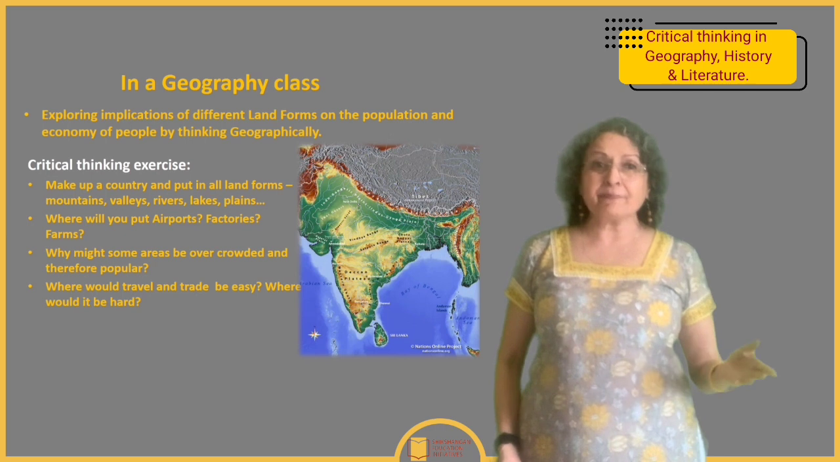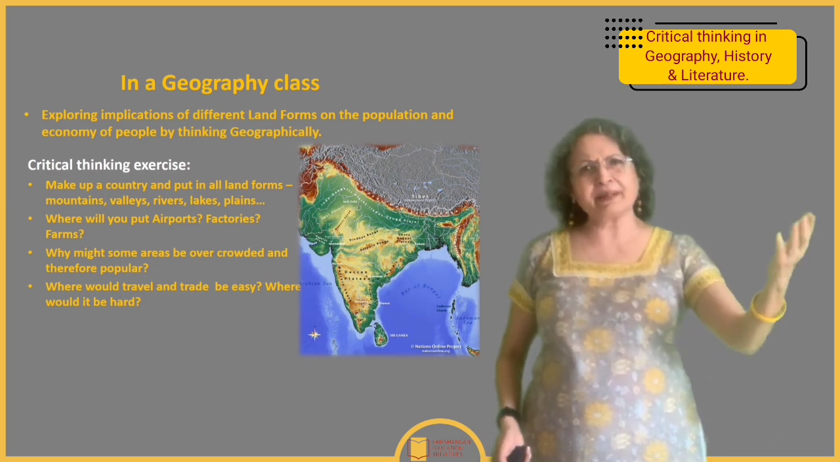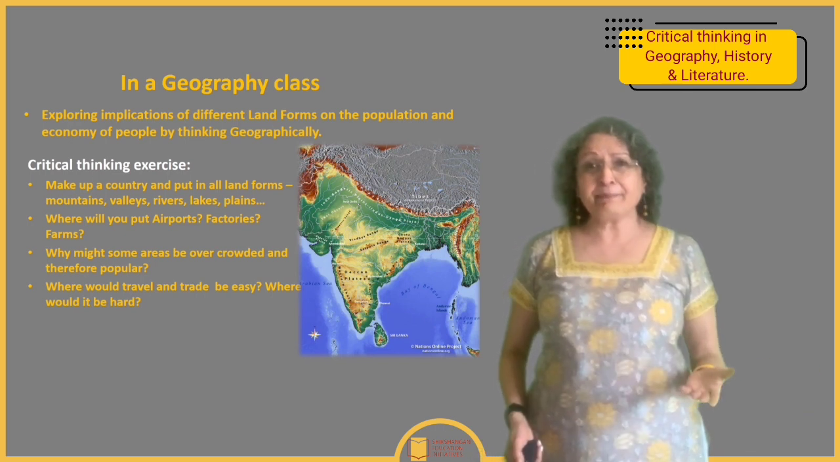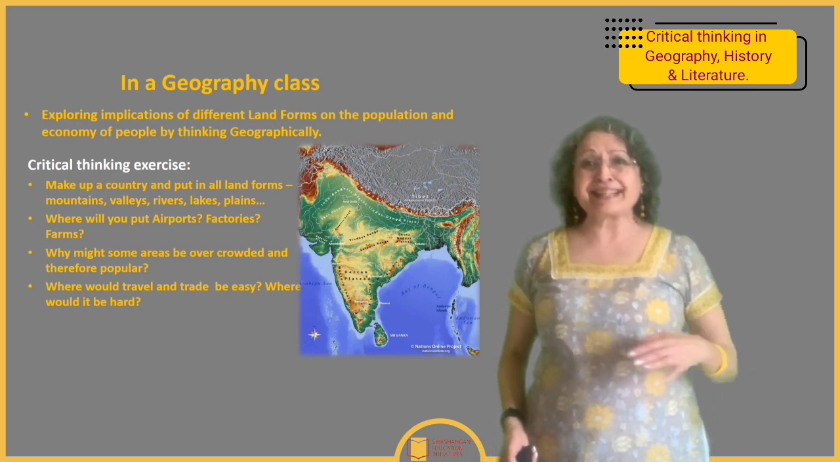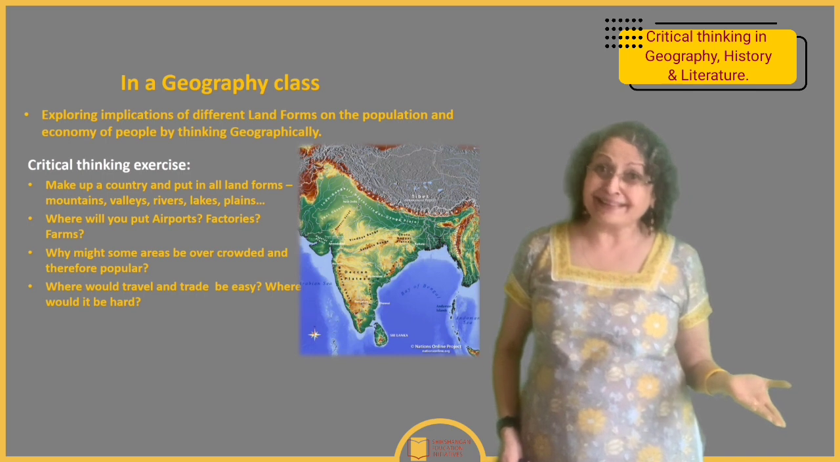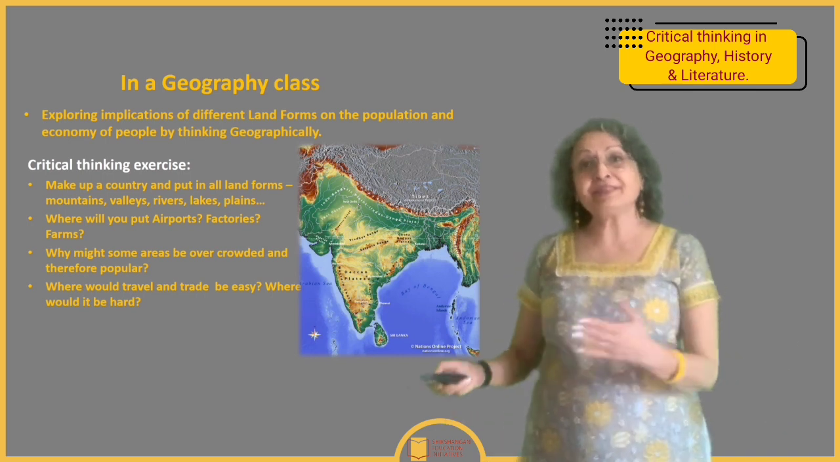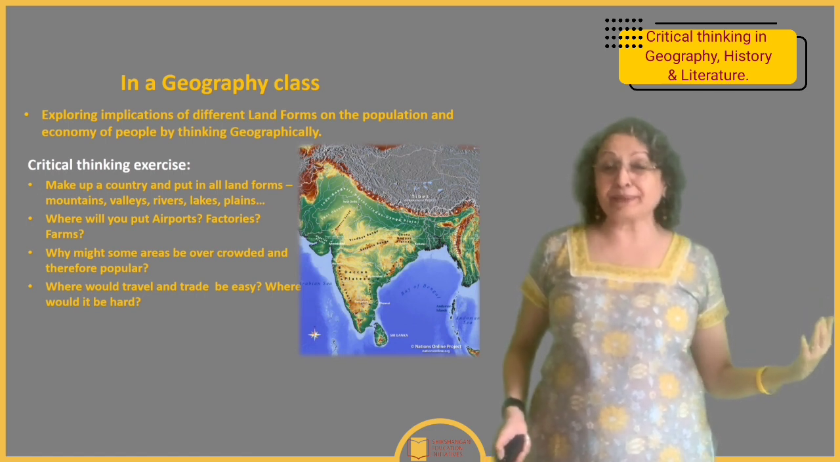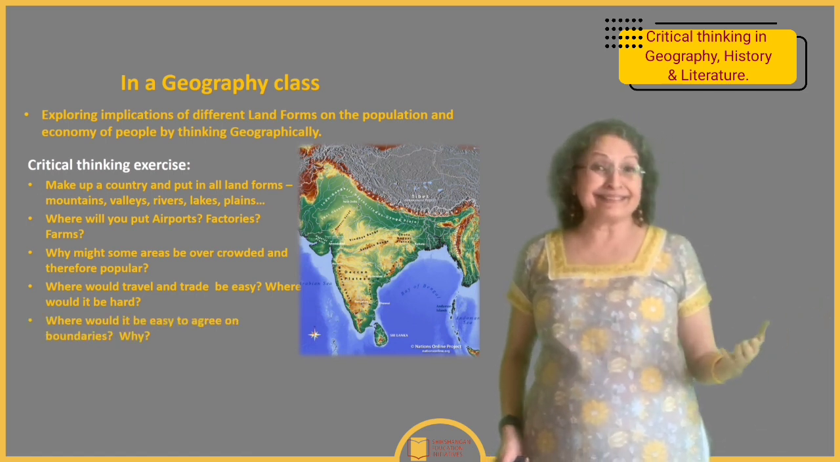I might also ask them, why do you think some areas might become overcrowded and therefore popular? जैसे बम्बई, okay? कहते हैं कि बम्बई में कोई भूखा नहीं. It feeds everyone. Why does it become more popular? Or where would travel and trade be easy? Where would it be hard? क्योंकि आपने mountains भी तो डाले हैं, all right, in that country.